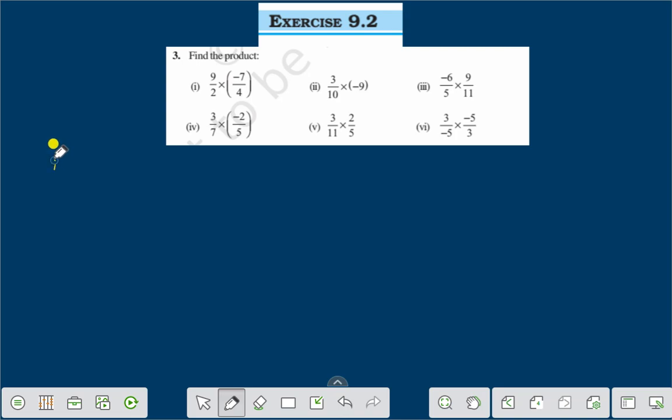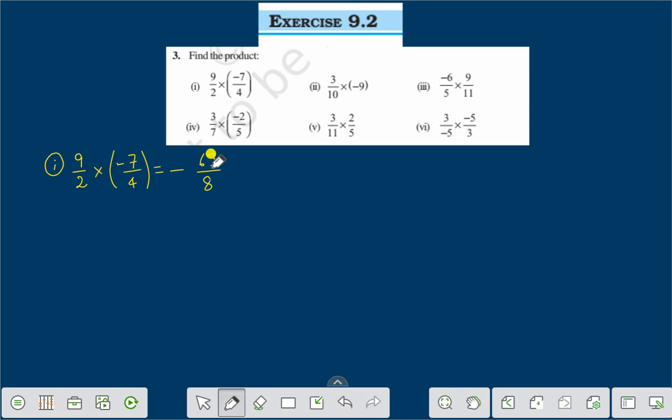Number 1 is 9 by 2 into minus 7 by 4. Here plus into minus comes to minus. 7 into 9 is 63, and 2 into 4 is 8. That way you are getting minus 63 by 8.